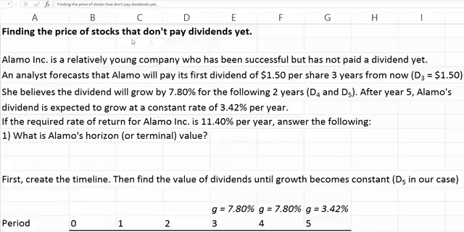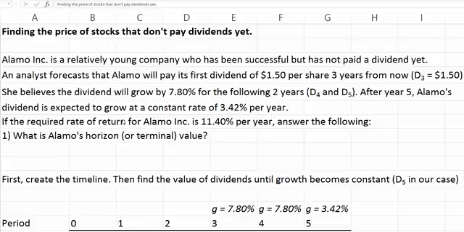How to find the price of stocks who have not paid the dividend yet? So assume that we have a company called Alamo Inc., relatively young, has been successful, but hasn't yet paid a dividend. And an analyst runs an estimation that in 3 years the company will pay a dividend of $1.50 per share. And also, she believes the dividend will grow in the following 2 years by 7.8%. And after that, she thinks Alamo's dividend will continue to grow at a constant rate of 3.42% per year forever.